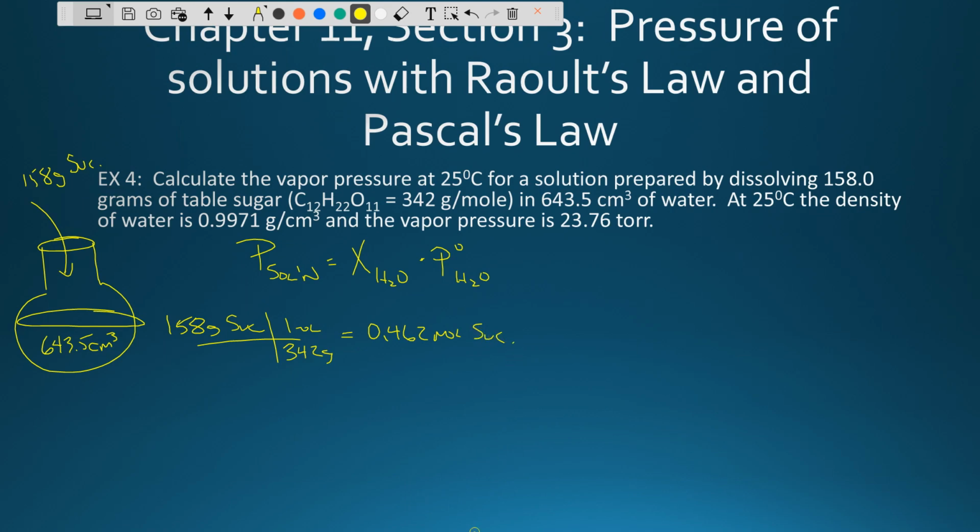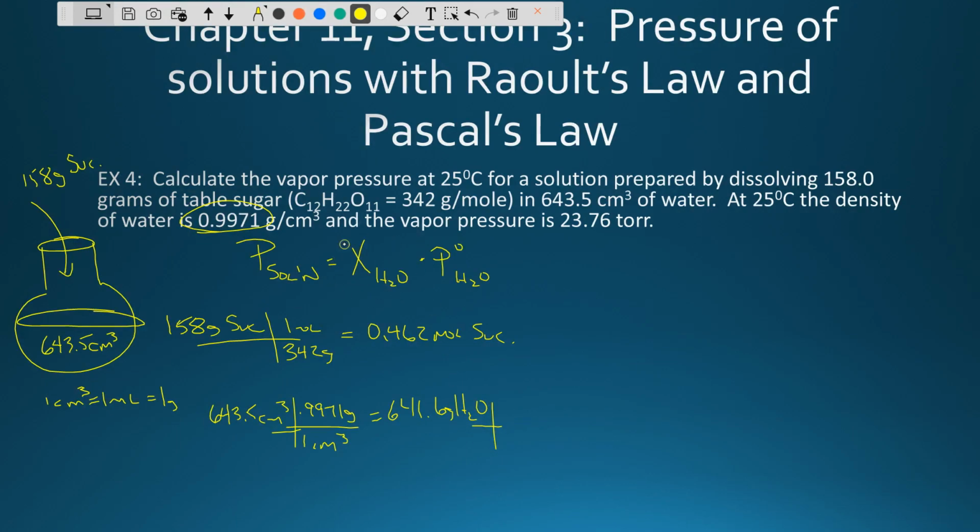Now for my water. Now be careful, because we typically would say 1 cubic centimeter of water is 1 milliliter, and if it's pure water, distilled water, that would be 1 gram. But they tell me that it's not pure water because they give me the density. So I have 643.5 cubic centimeters of water, and the density of this water is 1 cubic centimeter is 0.9971 grams. Okay, must not be pure water. So that will give me 641.6 grams of water.